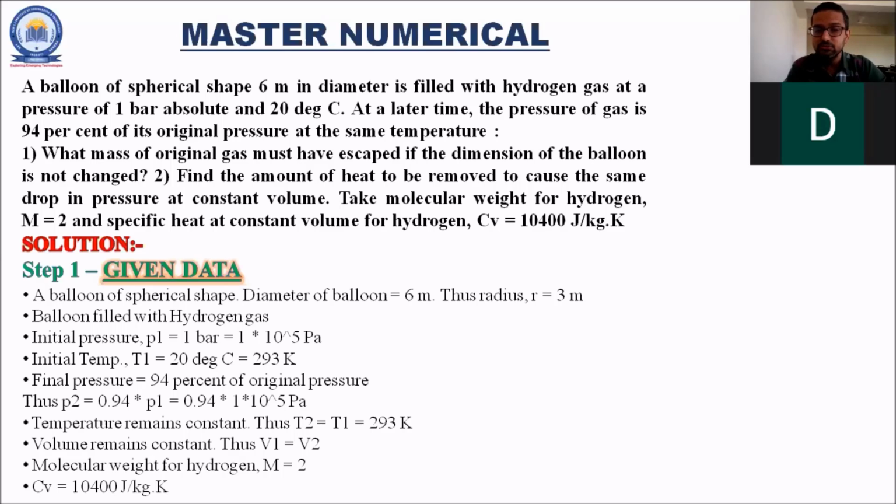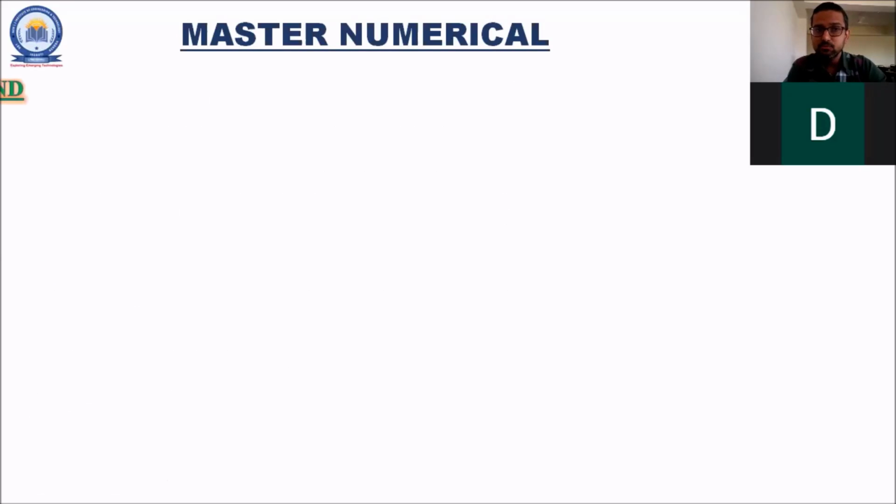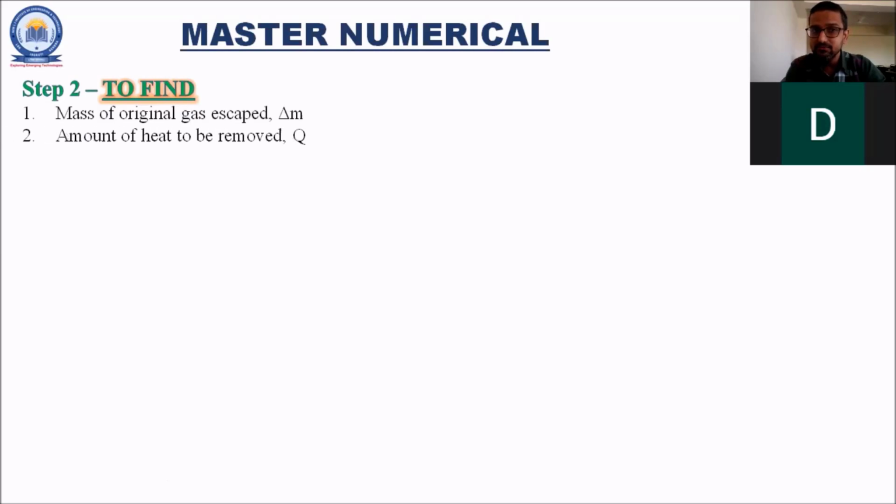I hope you have understood up till this point. Let us proceed further with step number 2, that is the mass of the original gas escaped, that is delta M. How we will be calculating delta M, I will be discussing in the third step of the calculations. And in the second case, we need to find out the amount of heat to be removed, that is Q. So let us start with the calculations.